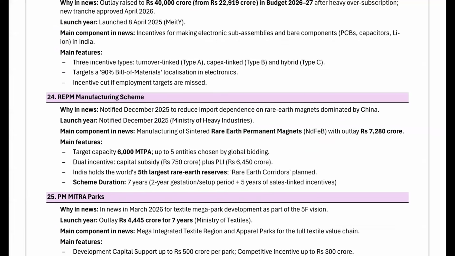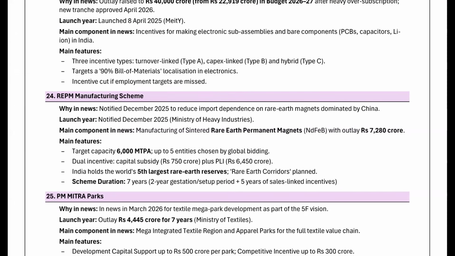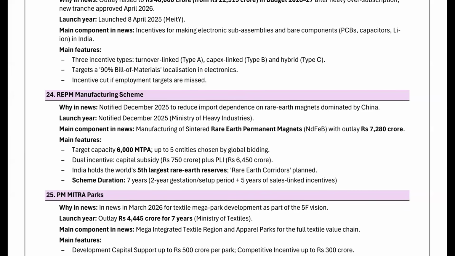Now the 24th scheme. The 24th scheme is the REPM scheme, right? REPM scheme is the rare earth permanent magnet scheme. Okay? What is the full form of REPM? It is the rare earth permanent magnet manufacturing scheme. Is it clear? Which ministry will be controlling it? Please tell me. Obviously, the Ministry of Heavy Industry. Please try to understand: the Ministry of Heavy Industry will be controlling it, right?